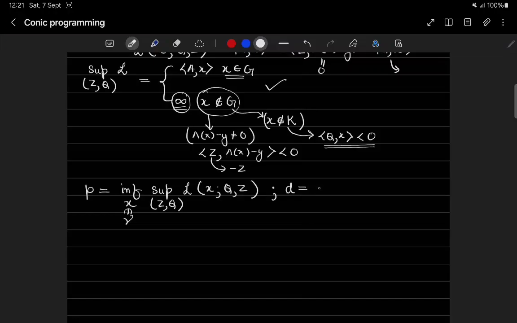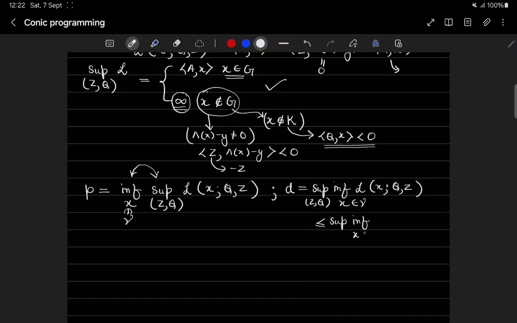And now I talk about the dual problem. The dual problem is nothing but interchanging the supremum and infimum. So the dual problem is supremum and then infimum of L(x, q, z). The supremum is over z and q and the infimum is over x. Now observe that the dual problem is always less than or equal to the supremum, infimum over, instead of x belonging to V, I can say x belongs to G, of L(x, q, z).